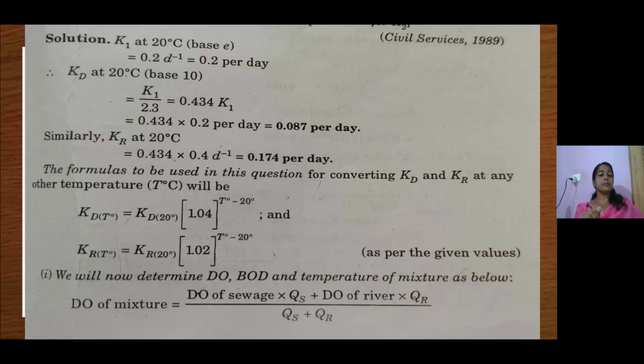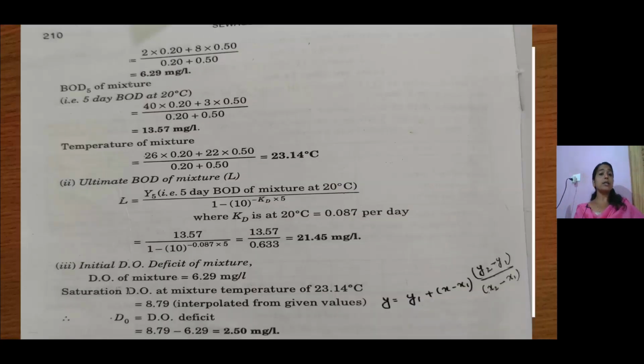So the equations are given, and then the first one, we will now determine the dissolved oxygen, BOD and temperature of mixture as below. The DO of the mixture, I already told you the concentration equation. You can use it for calculating the DO concentration, the BOD and the temperature of the mixture. The DO of mixture is equal to DO of sewage into rate of flow of sewage plus DO of river into rate of flow of river divided by QS plus QR. Substituting the values, you get the concentration of DO as 6.29 milligram per liter.